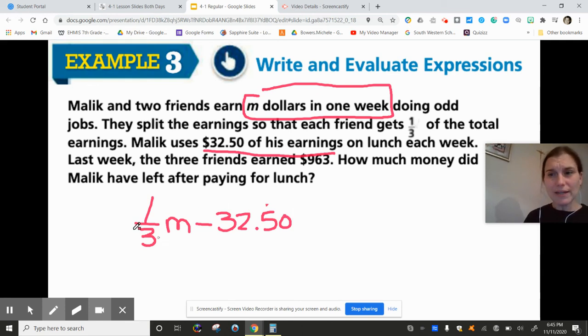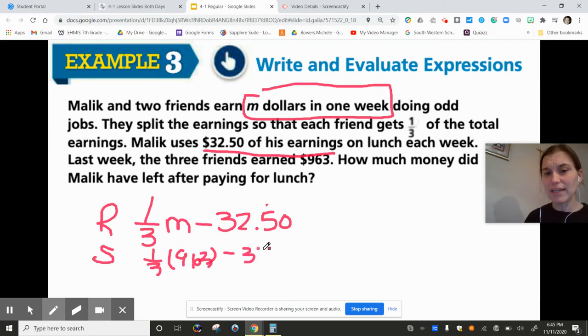Now I can use that expression. Here's my expression, which I wrote. And now I can use that expression to figure out how much money he has left after paying for his lunch by substituting in the money he earned into my expression that I wrote, and then evaluating it like we learned yesterday or the other day, whenever that was, how to evaluate expressions.